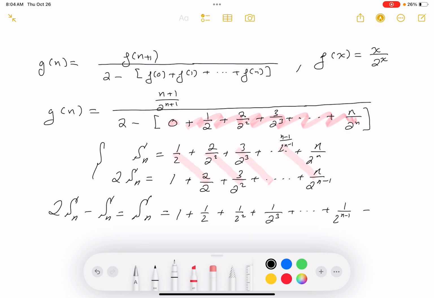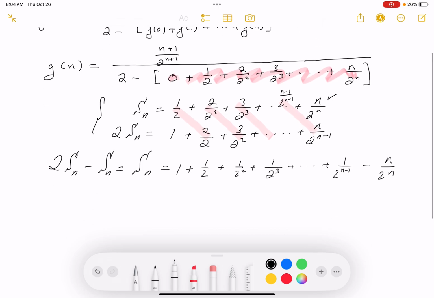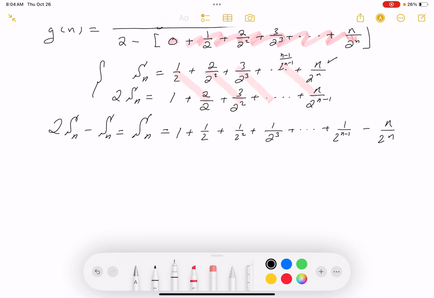And then what do you get? Well, you got this minus n over 2 to the n, and that's the last term over here. That's where I'm getting that guy. All right, then I'm looking at this guy over here, and I'm wondering, what does that sum produce? And I kind of recognize it. So I'm going to say Sn. I'm going to call this thing An.